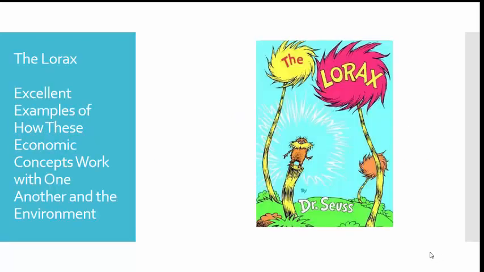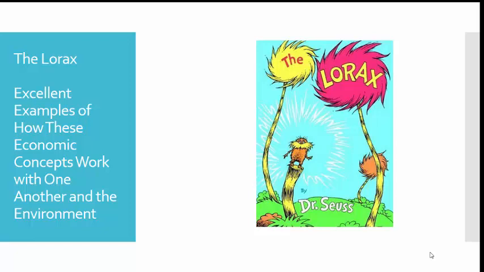Next, let's look at a way that your students can see these terms in action. So I like to incorporate Dr. Seuss's The Lorax into my classroom. It is a great way for students, and a fun way for students to see how these economic concepts work with one another and the environment.